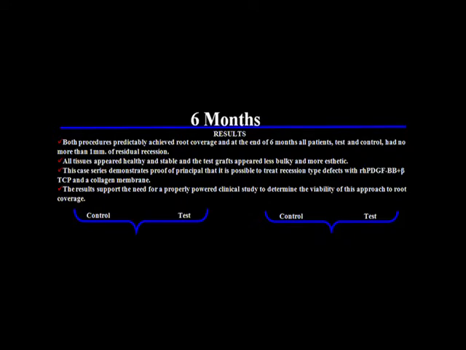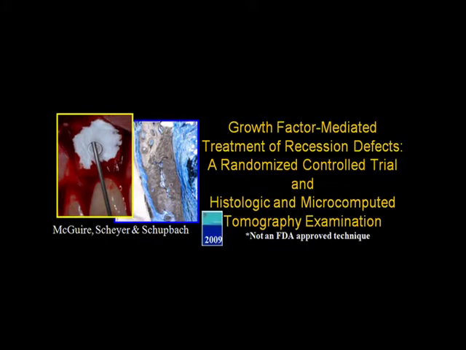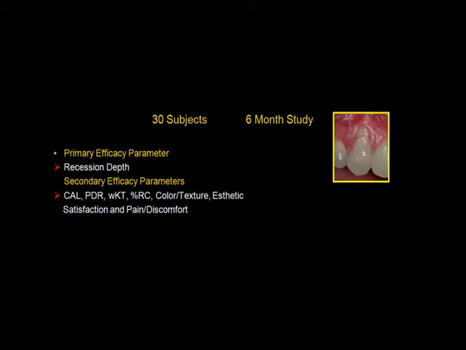But we needed a bigger study to show, is it predictable? So we moved into a larger study that we just published this last year in 2009 in Journal of Periodontology, in which we looked at both clinical parameters, but very importantly, we looked at human histology to see what type of attachment we are getting to the root surface. And we did this in collaboration with Peter Schupak, who happens to be lecturing at this very moment in another room. 30 patient, 6-month study.